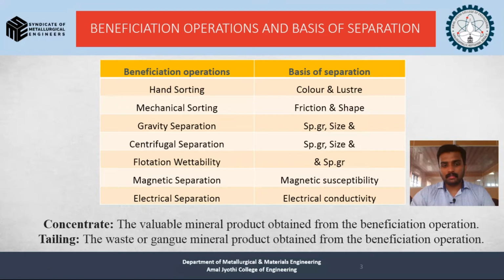So we have terms like concentrate and the tailing. What do you mean by concentrate? That is the valuable mineral, whereas the tailing is the waste product obtained from the beneficiation operation. So these are the general terms in which we separate out minerals in a beneficiation plant.